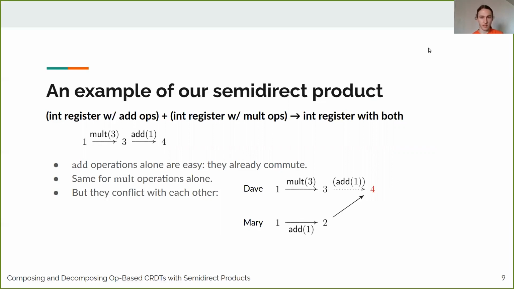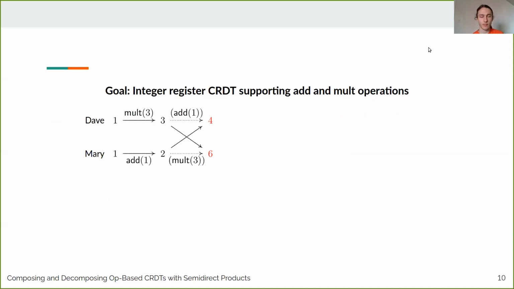Then after they exchange these messages, if they just apply them literally, they'll end up in different states. Mary's going to be 6, and Dave's going to get 4. So this is a conflict. Okay? So now to resolve this conflict, you're going to make the choice that in the face of a conflict, adds should go before mults.